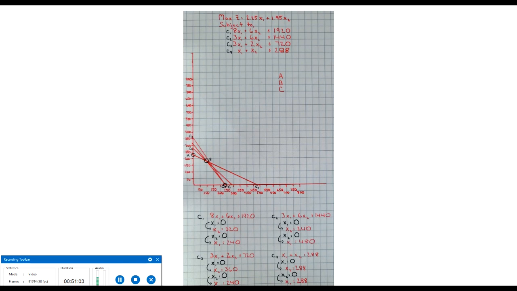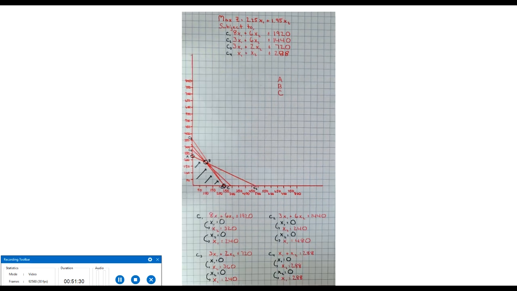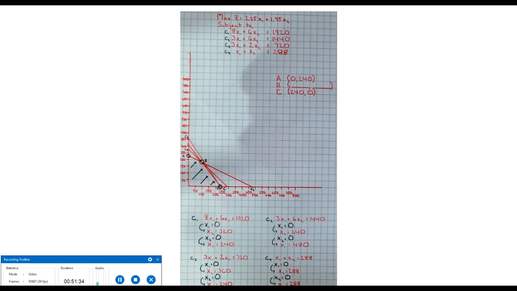We now know that we have 3 points, A, B, and C, that are relevant to our situation. Because it's a maximization, we want to be as far away from the origin 0, 0 as possible. And unlike a minimization, it's our constraints that hold us down instead of holding us up. That's what we have here. So we have 3 points, and we're going to solve for each of those points. The first one we know is 0, 240 because we can see visually that's where it aligns. The third point is 240, 0. Again, we can see visually where it aligns.